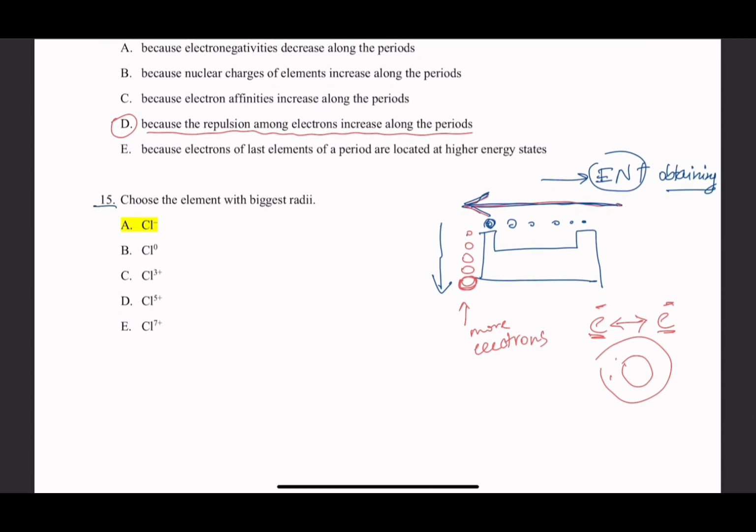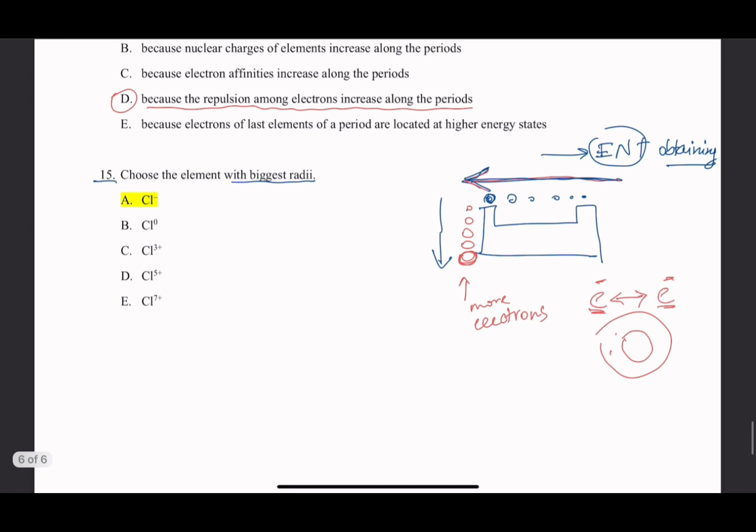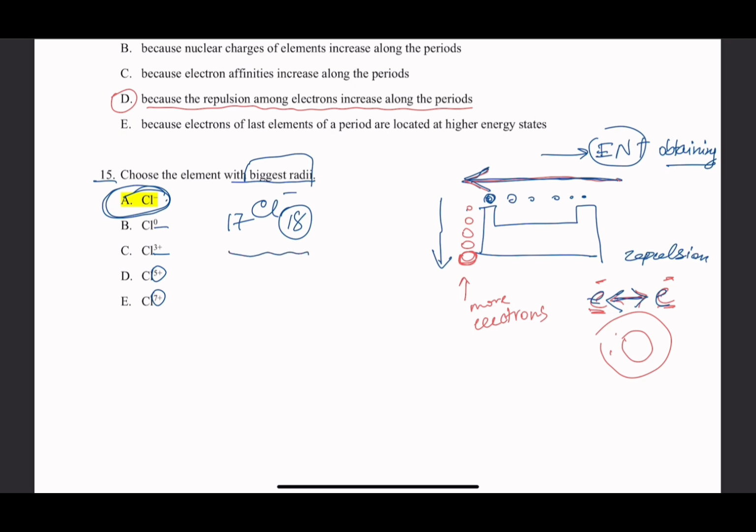Now question 15, choose the element with the biggest radius. From here we see that it's all about chlorine, right? But this one lost 7 electrons, this one lost 5, this lost 3, this didn't lose anything, and this one gained an electron. As I said, because electrons are pushing each other because of the repulsion, the one which has the most electrons, which is this guy, chlorine negative, which is 17 and has 18 electrons, is going to have the biggest radius because it has the most electrons to deal with. So that's why the answer is 15.